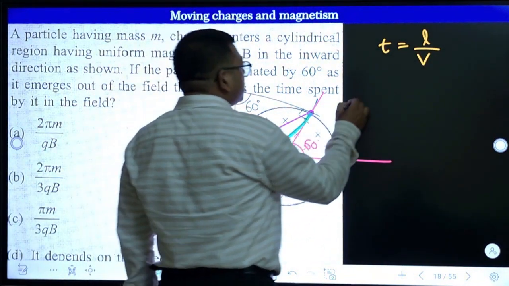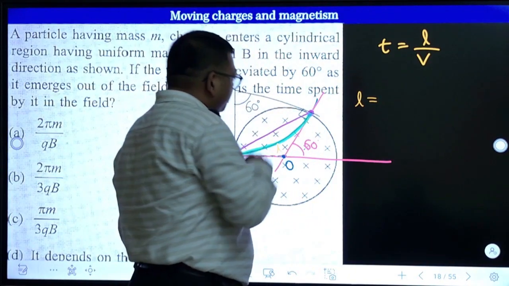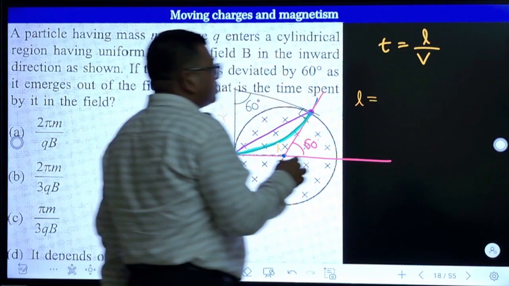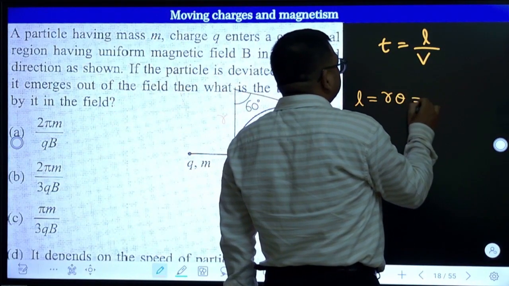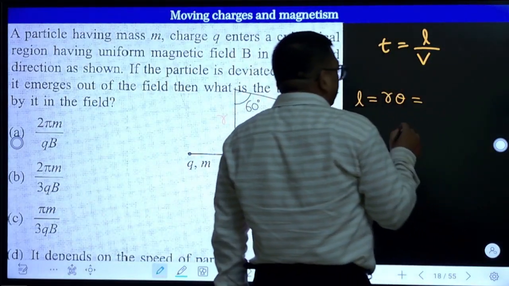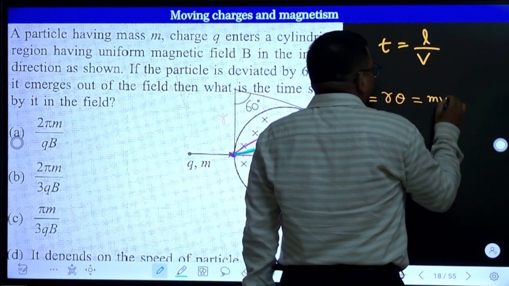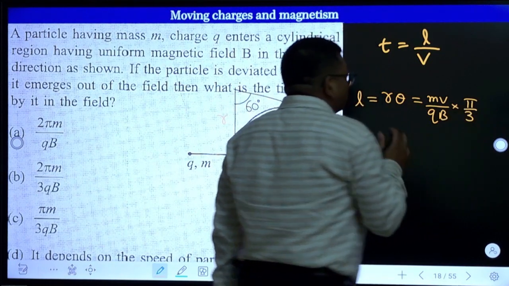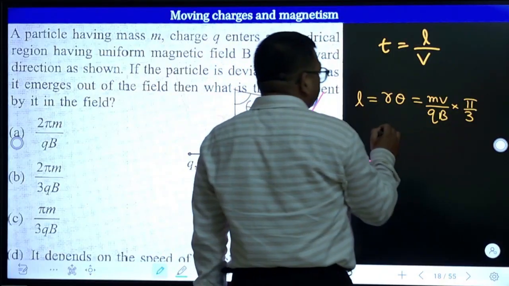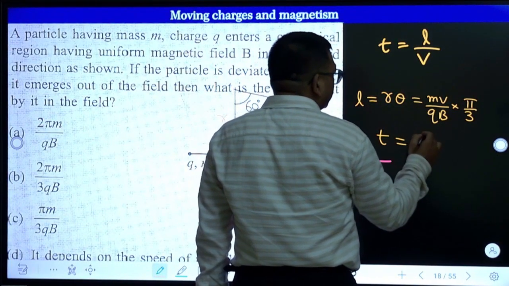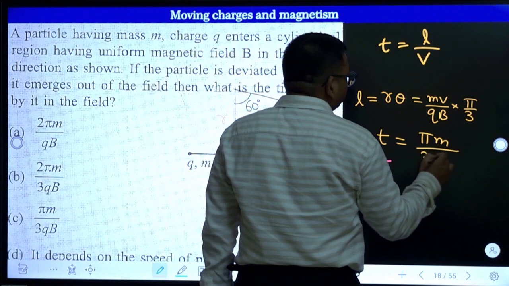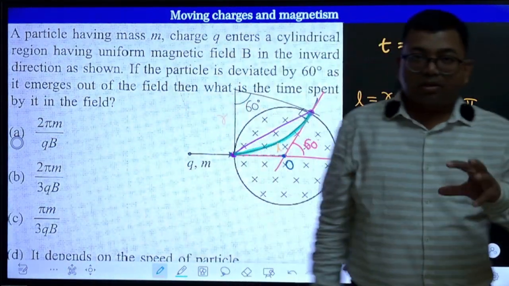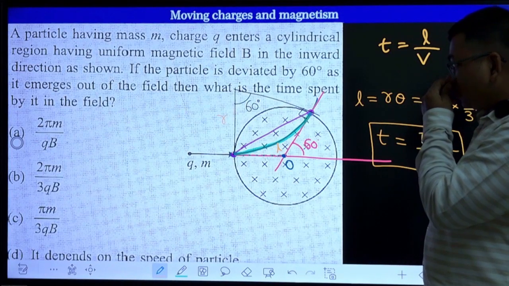So what will be the length of this arc? The length of the arc will be the angle 60 degrees, written in radians, times this radius r, which we know. So r times theta. This r is equal to how much? This r is equal to mv by qB, and this angle theta is pi by 3. So this is the length, and if I substitute, I can get the time. Time is equal to this divided by speed, so pi m by 3qB. In one step we can get the answer.